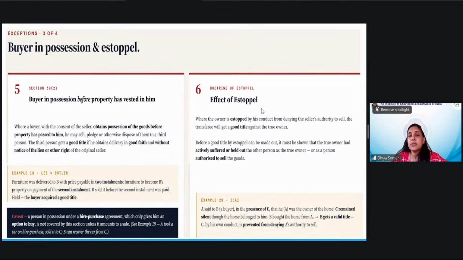What is the effect of estoppel? So what do you mean by this term estoppel? Any idea what is the meaning of this term estoppel? Have you read it earlier?